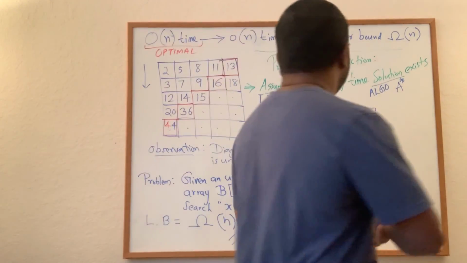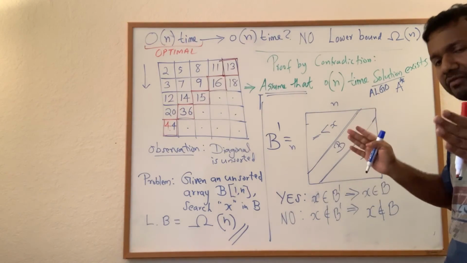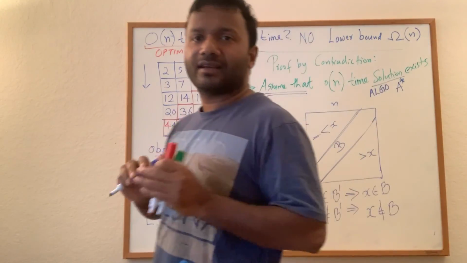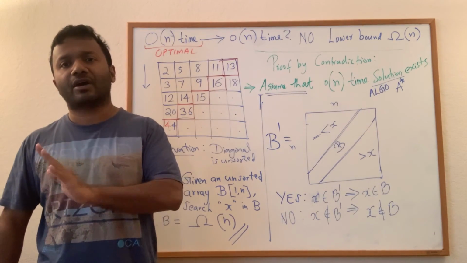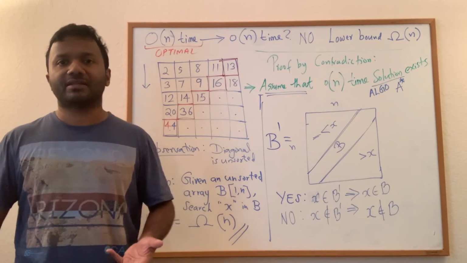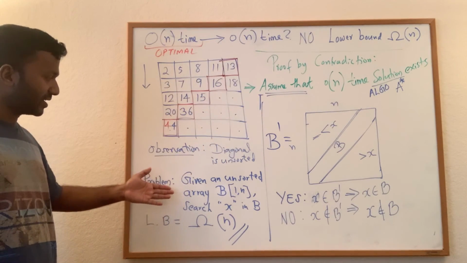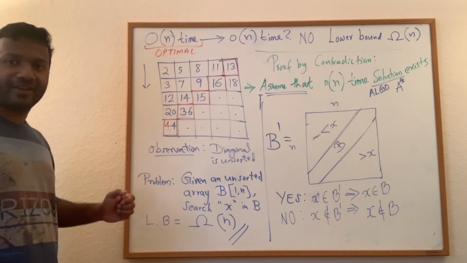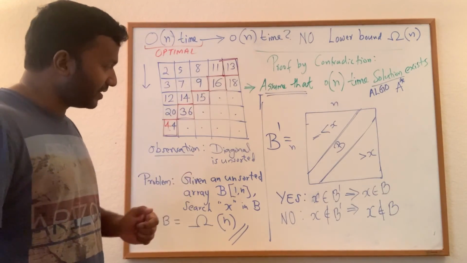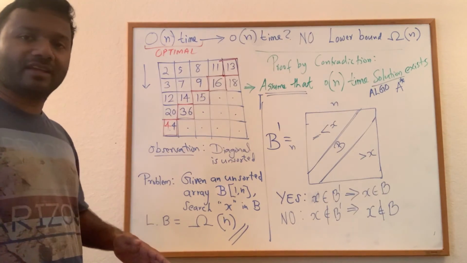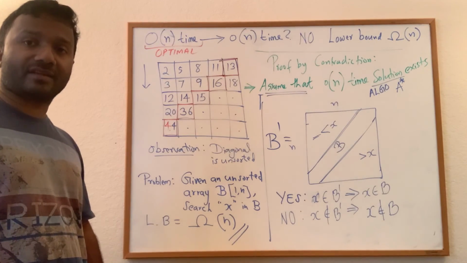Or I can say it in another way. If A star has given us a solution in small o of n time, that means A star has not even looked at n numbers. That's the meaning, right? Which means A star was able to give us the answer without looking at n numbers. Which means if that statement is true, we can even search in an unsorted array and find the answer without looking at all the numbers. That's what it means. Which is completely weird, right? Which is completely wrong. Therefore, we have arrived at a contradiction.